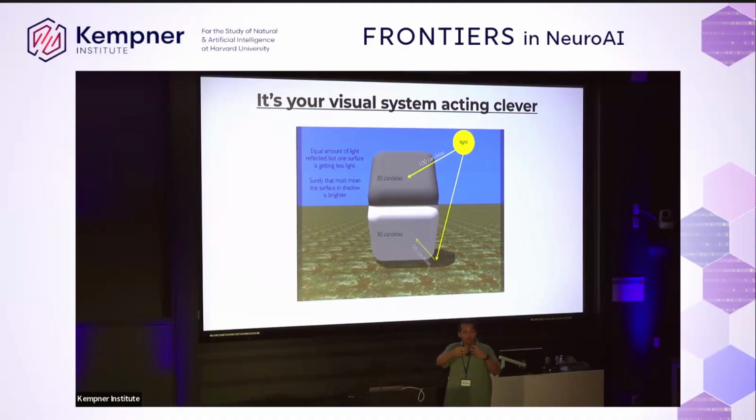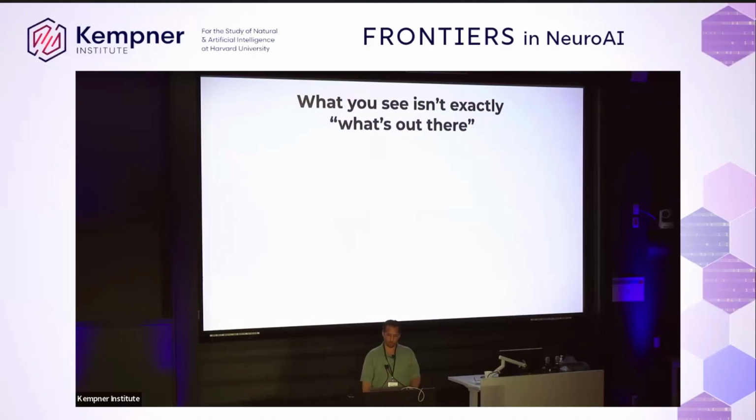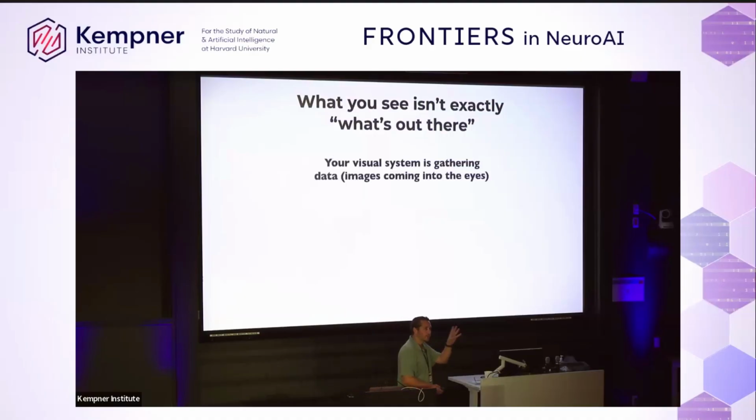is ambiguous and your visual system's decomposing it into atmospheric causes and the surface intrinsic properties of the surfaces themselves. Okay, so what you're seeing isn't in any way a direct reflection of exactly what's out there.